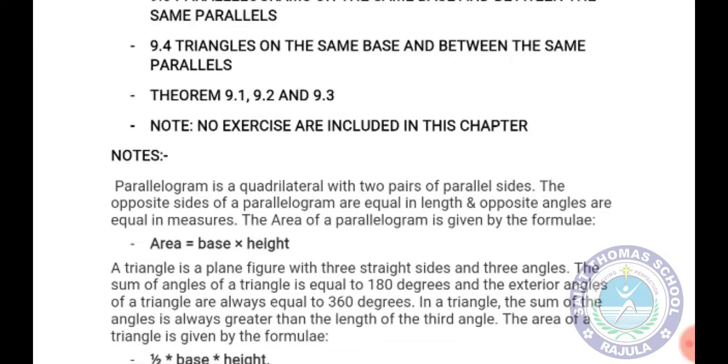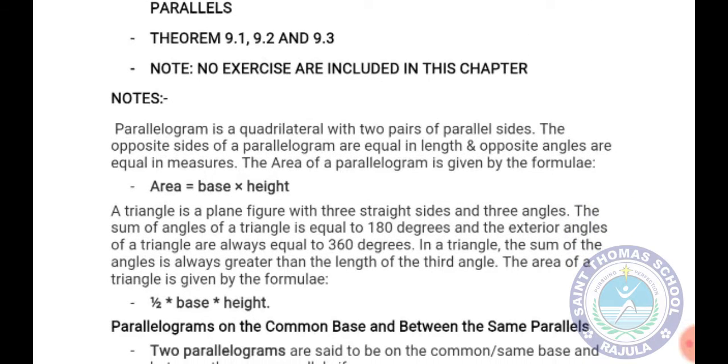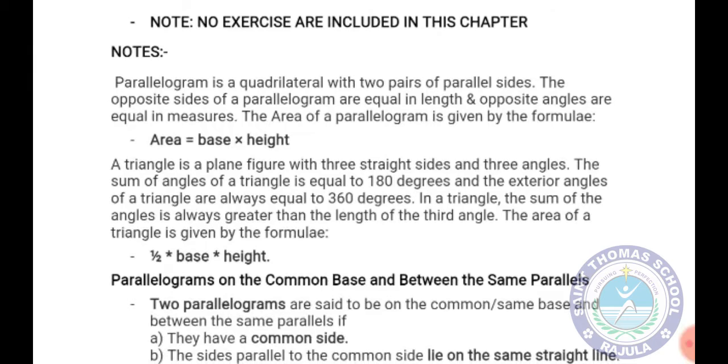So first, parallelogram. What is a parallelogram? A parallelogram is a quadrilateral with two pairs of parallel sides. The opposite sides of a parallelogram are equal in length and opposite angles are equal in measure. The area of a parallelogram is given by the formula: area of parallelogram equals base into height.